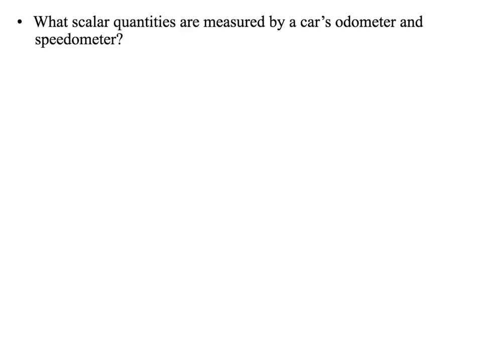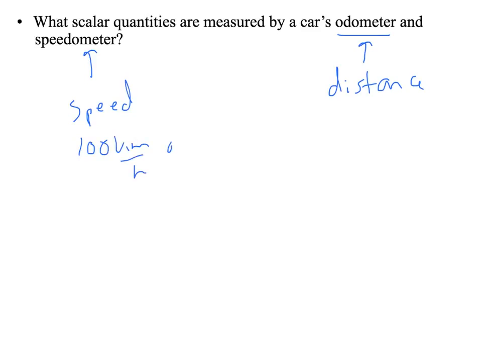What scalar quantities are measured by our car's odometer and speedometer? Well, an odometer is going to measure your distance. Okay, and a speedometer is going to measure your speed, like you're moving, for instance, 100 kilometers per hour or 60 miles per hour.